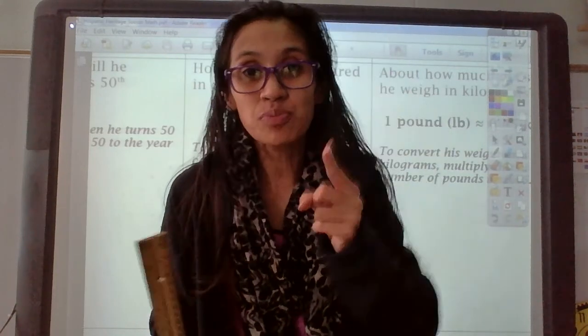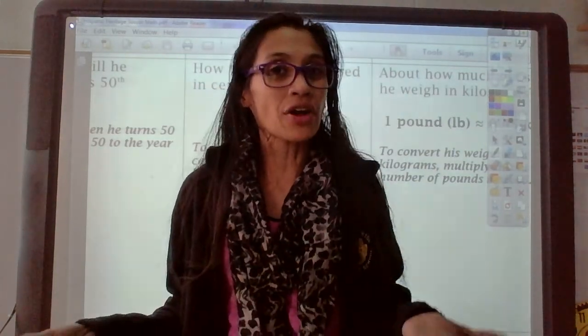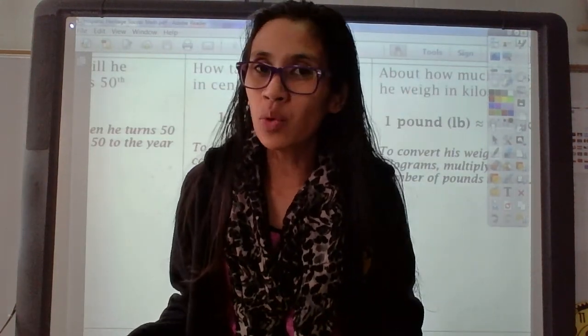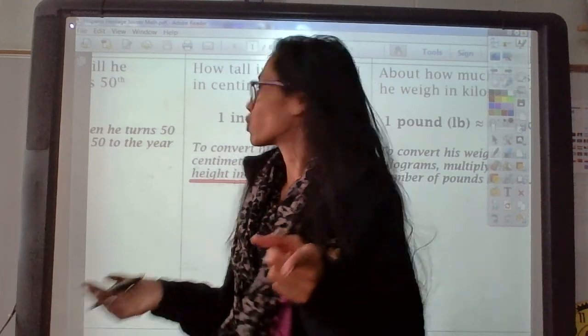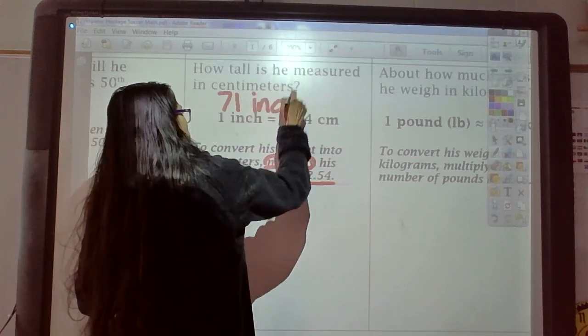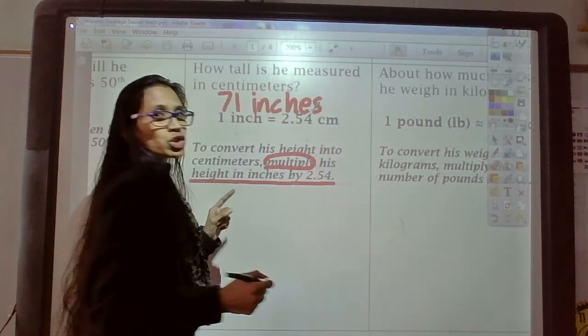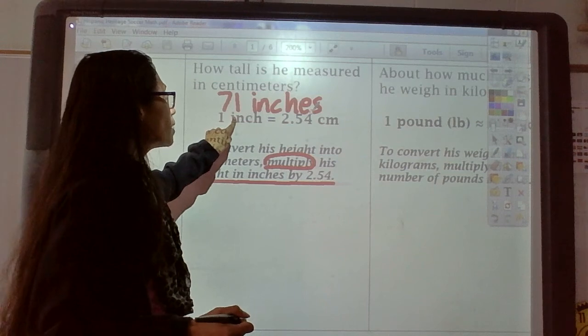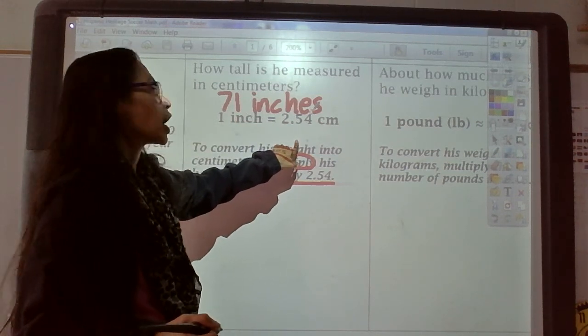But remember the last problem we just did? We figured out how tall he was in inches. How tall was he? 71. Remember, he was 71 inches tall. So what I need to do is multiply 71 by 2 and 54 hundredths.